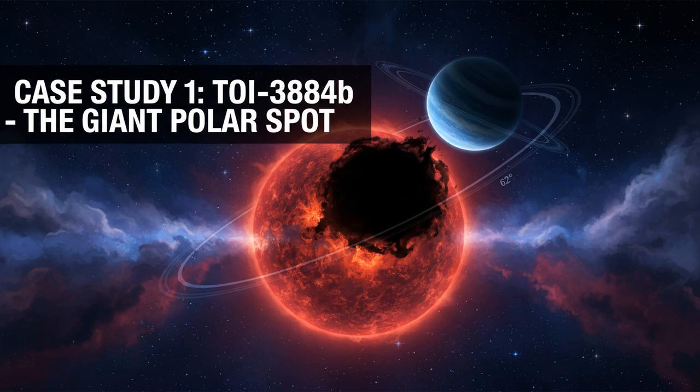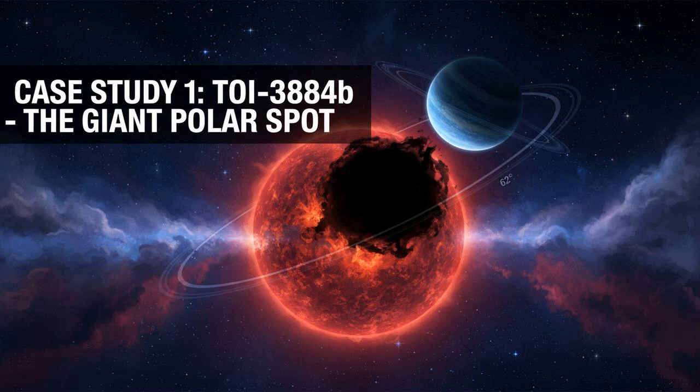Every time the planet transited, there was a massive, persistent bump in the data. The modeling revealed that this star possessed a giant polar spot. This is a massive cool region, covering the star's entire pole. Now, here is the puzzle. Usually, polar spots are found on stars that rotate incredibly fast, locking the magnetic field to the pole. But TOI 3884 rotates slowly, once every 11 days. This contradicts our standard dynamo theories.